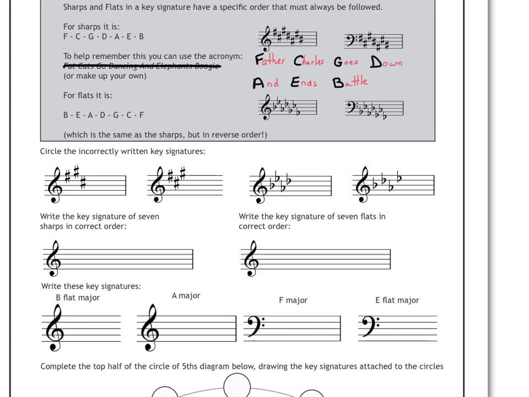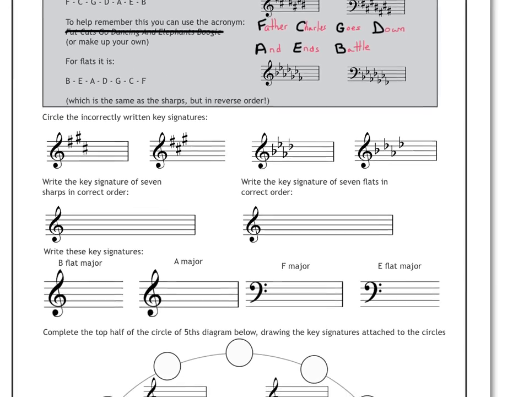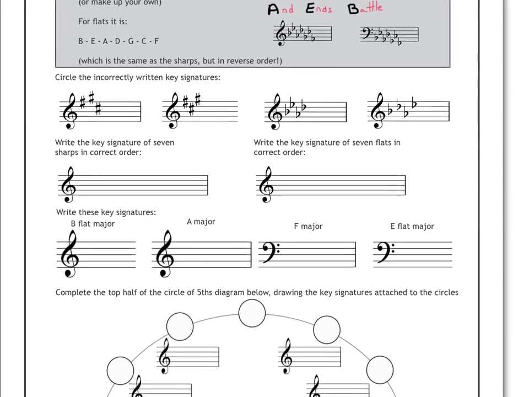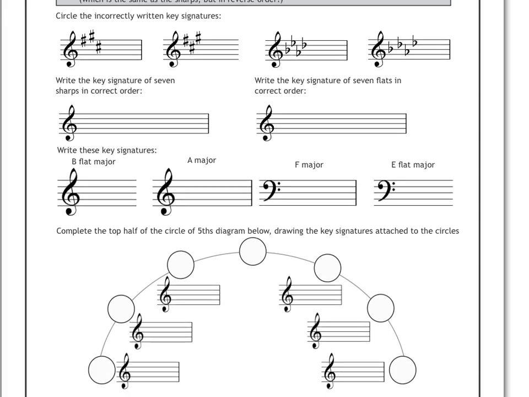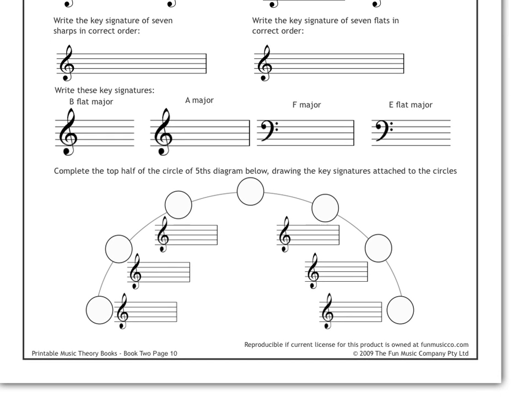Write the key signatures of B flat major, A major, F major, and E flat major. If you know your circle of fifths, you can find where those key signatures are. It'll tell you how many flats or sharps you need, and then this technique up top shows you how to actually write that many sharps or flats. And then finally, you're going to complete this top half of the circle of fifths diagram below, drawing the key signatures attached to the circles.